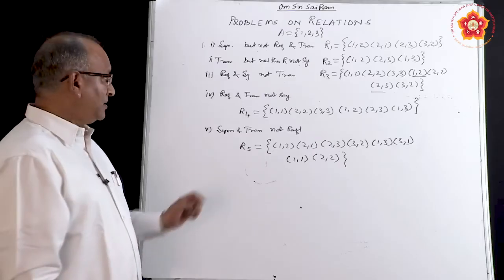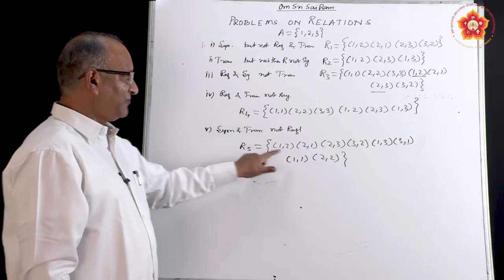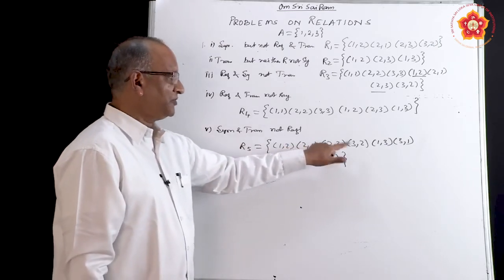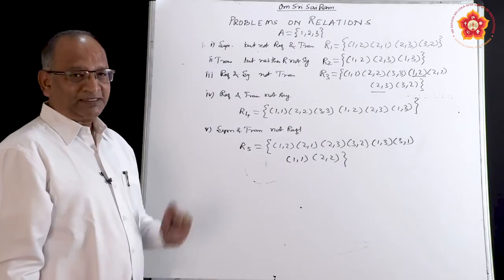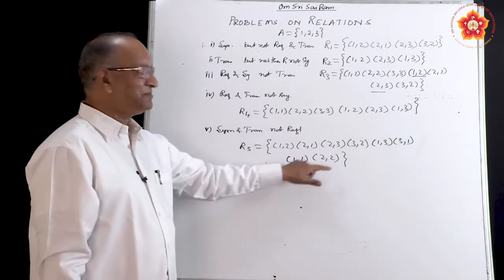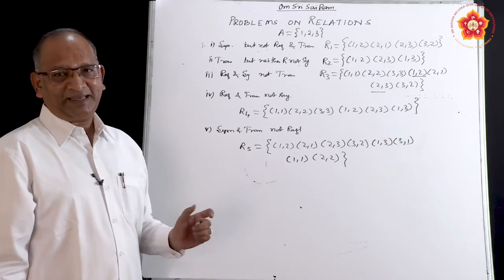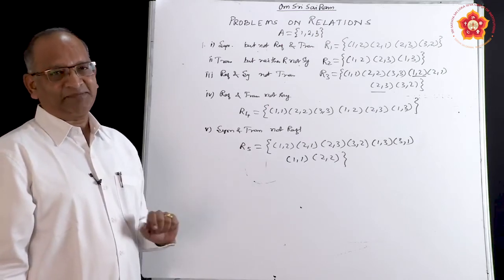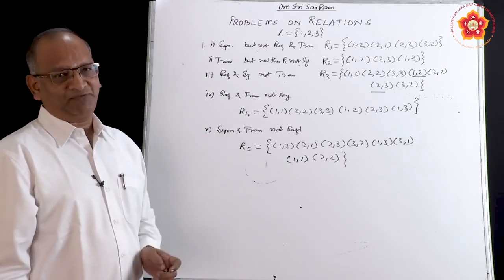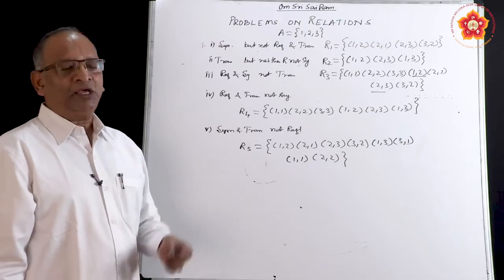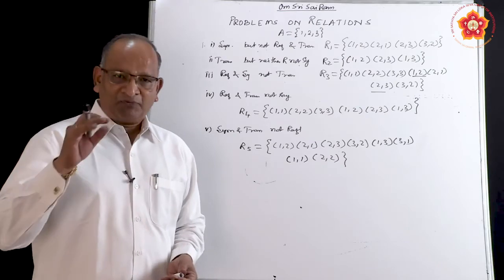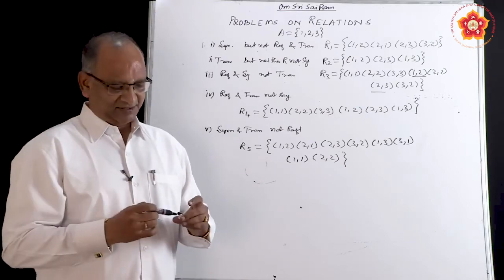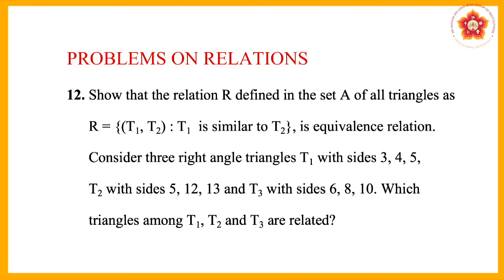Observe carefully. Symmetric and transitive. For (1, 2), we have (2, 1). For (2, 3), we have (3, 2). For (1, 3), we have (3, 1). It is not reflexive because (3, 3) is missing. (1, 1) is there, (2, 2) is there, but (3, 3) is missing. So we say that it is not reflexive. So in this way, you can write any elements in a relation to fulfill the given conditions. We'll go to the next problem.